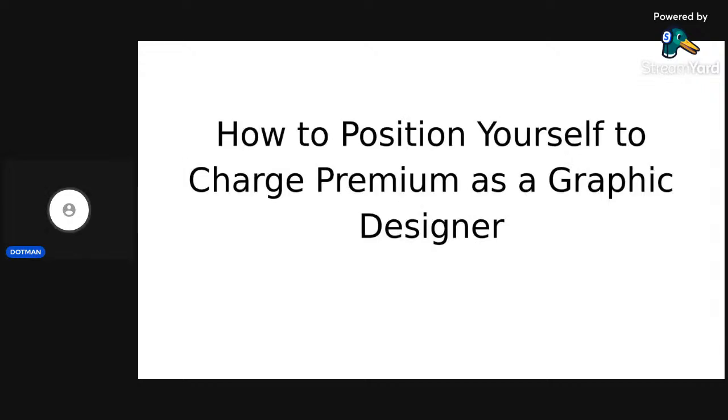How do you position yourself to charge premium as a graphic designer? Because it's all about positioning. Trust me, the money you want to earn, the money you want to collect from people, people have it and they can pay it. But until they perceive you as a professional, they can't pay you as such. Until they perceive you as someone that can solve their problem.